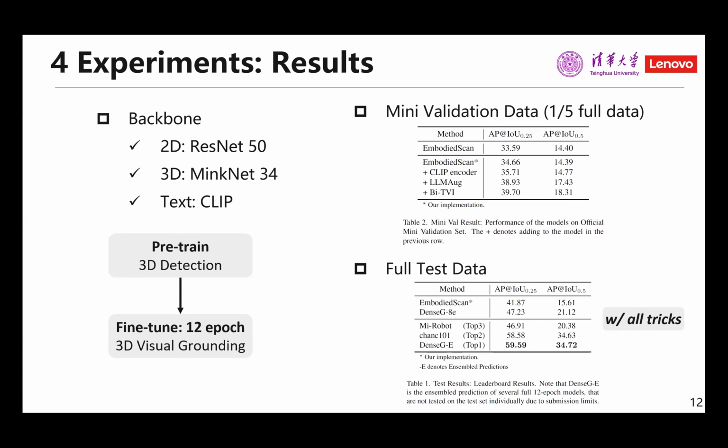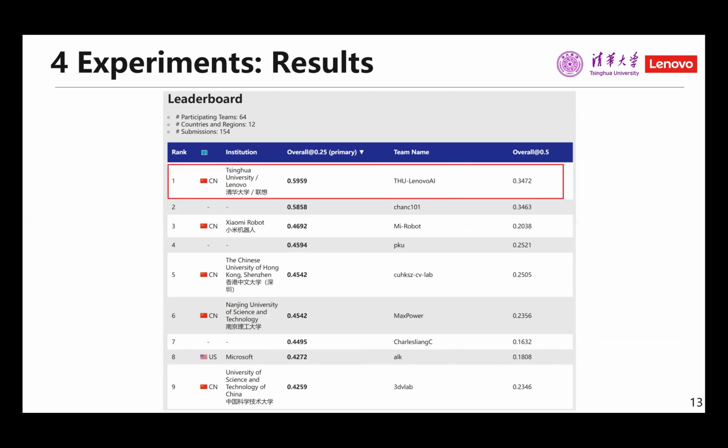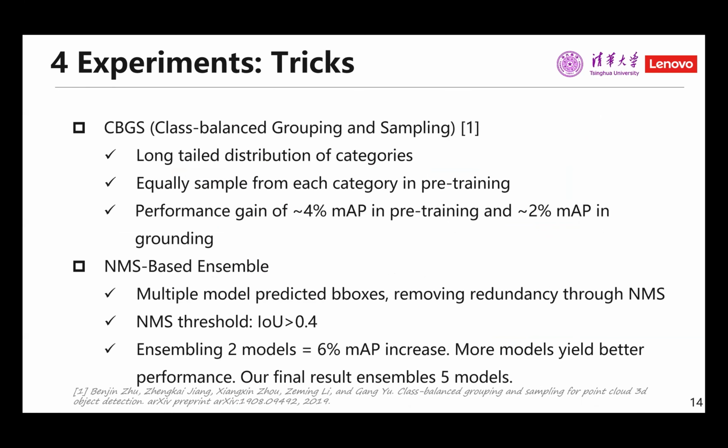And then for the full data set, just by using this, trained on 8 epochs, we have 47.23, and then ensembling different models, we get 59.59 mAP for the IoU 0.95. And with this result, we got to the top one in this challenge.